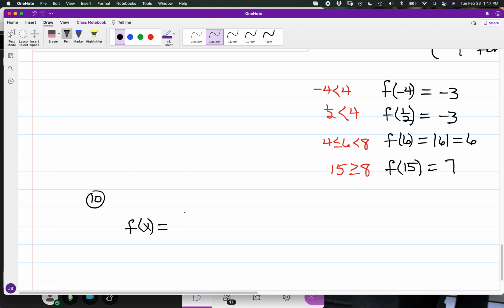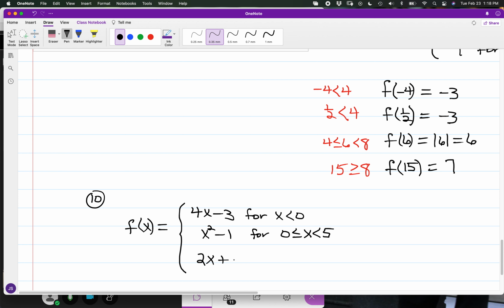Okay, so we have f of x equal to 4x minus 3 for those values of x that are less than 0. Then we have f of x is equal to x squared minus 1 for those values of x such that 0 is less than or equal to x is less than 5. And then once again, for the values greater than or equal to 5, we're going to have that f of x is equal to 2x plus 1.